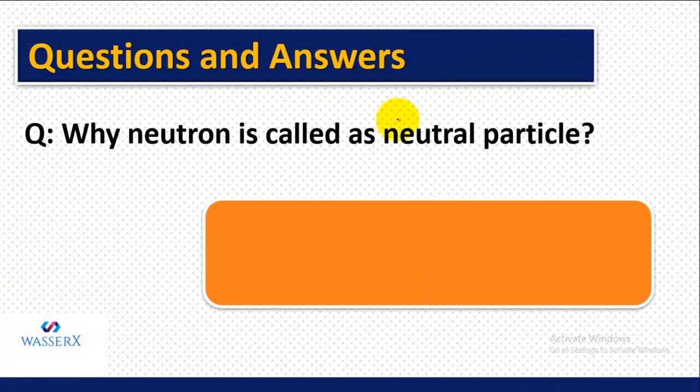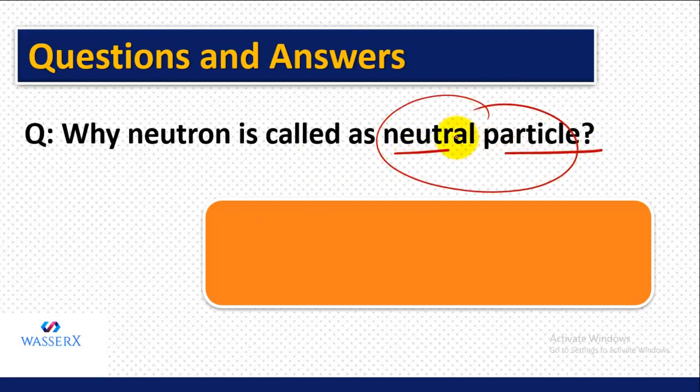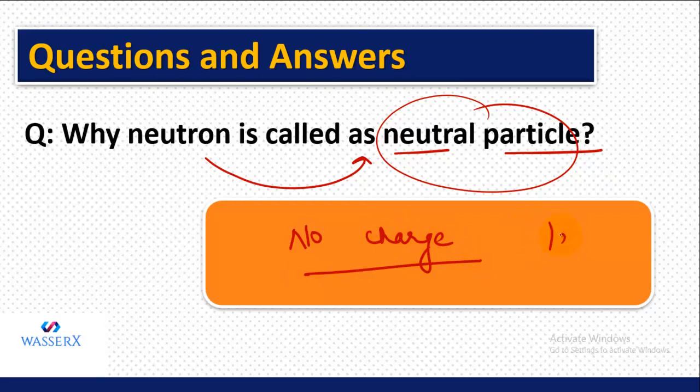So let's do few question and answer based on the topic. Why is neutron called a neutral particle? What do you mean by neutral particle? Neutral particle means it possesses no charge. So neutron is said to be a neutral particle because it possesses no charge. Though it possesses mass, as we already studied, that is 1 mu is the mass of the neutron, it has no charge. That is the reason it is called a neutral particle.